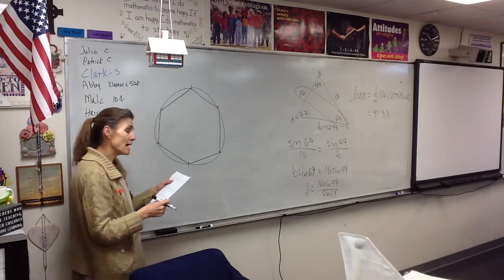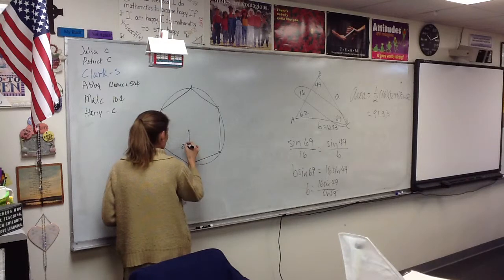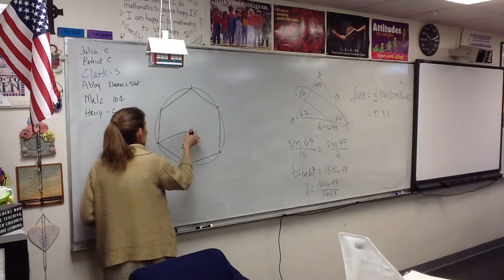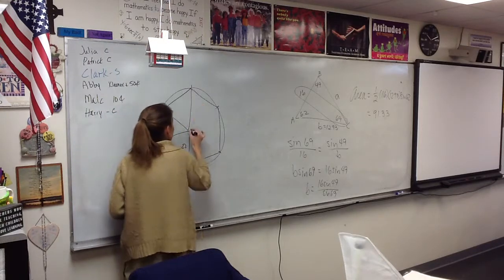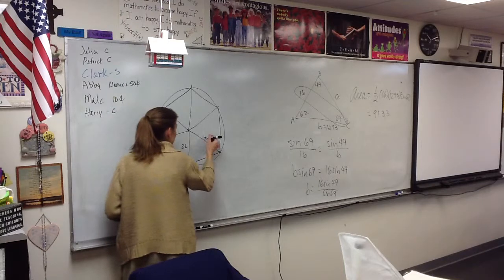Now, the radius of the circle, so this right here would be 22. So would this, this, and this. All of those are 22s.